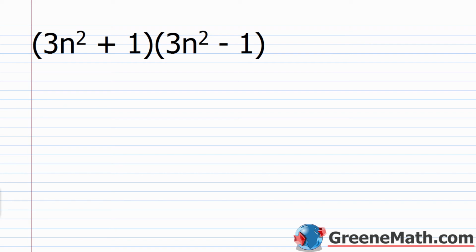All right, what about something like 3n squared plus 1 times 3n squared minus 1? So 3n squared, and then 1 and 1. So that works out. So we're going to take our first term, 3n squared, and we're going to square it.